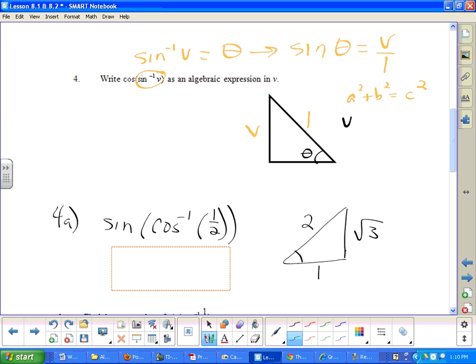So we have v squared plus b squared equals 1 squared. So b squared equals 1 minus v squared. So b is the square root of that, and it's always positive. You're not doing plus or minus, because we're talking about the length of a side of a triangle.